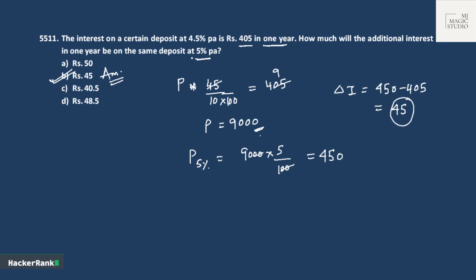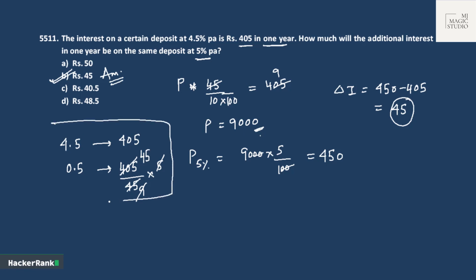Or you can also solve it like this: the difference in interest rate is 0.5. That means 4.5 gives 405. 0.5 gives how much? 405 by 4.5 into 0.5. This goes 9 times, and this goes 4, 36 and 40, 45. This way also we can solve it in no time.